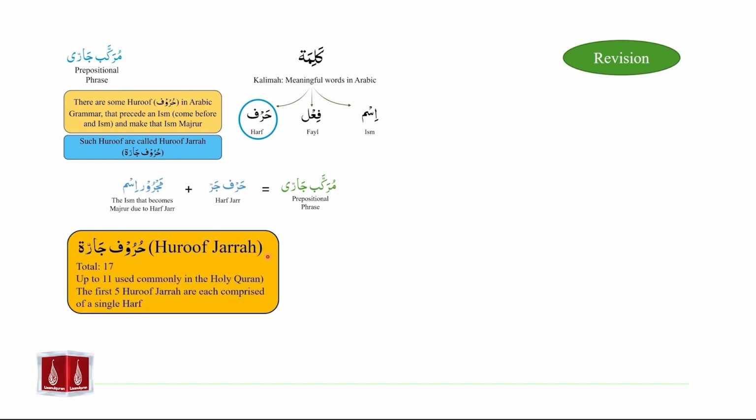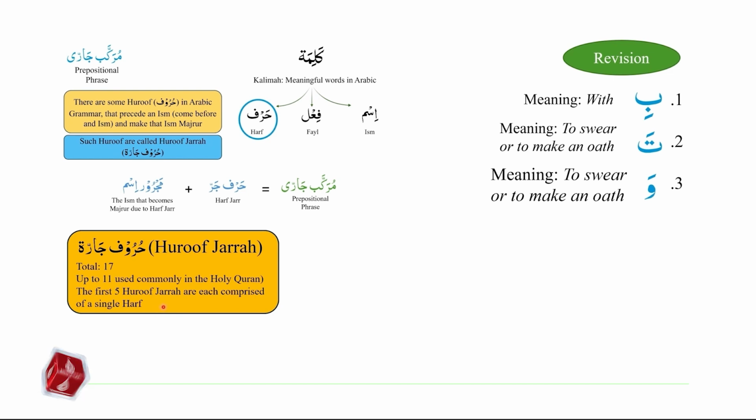There are a total of 17 huroof-e-jarrah in Arabic grammar, and we will inshallah be studying up to 11 of these huroof-e-jarrah which are commonly used in the Holy Quran. The first 5 huroof-e-jarrah are each comprised of a single harf, and we started the study of these 5. We studied the first 3, which are ba harf-e-jar, which means with, ta harf-e-jar, which means to swear or to make an oath, and waw harf-e-jar, which also means to swear or to make an oath.